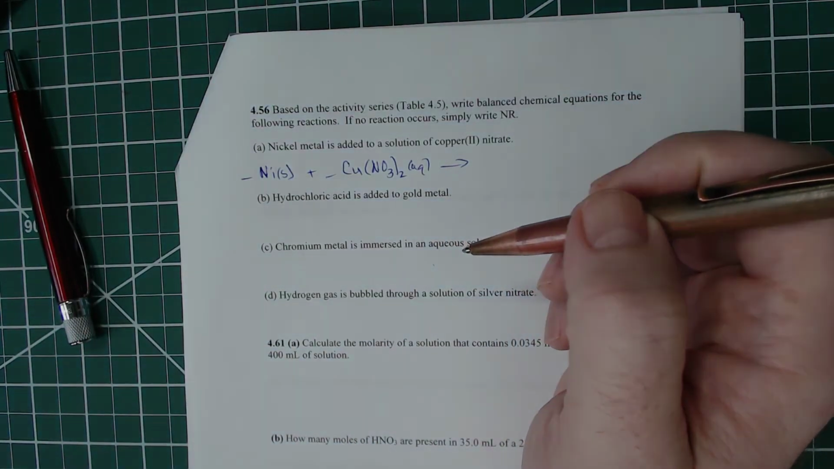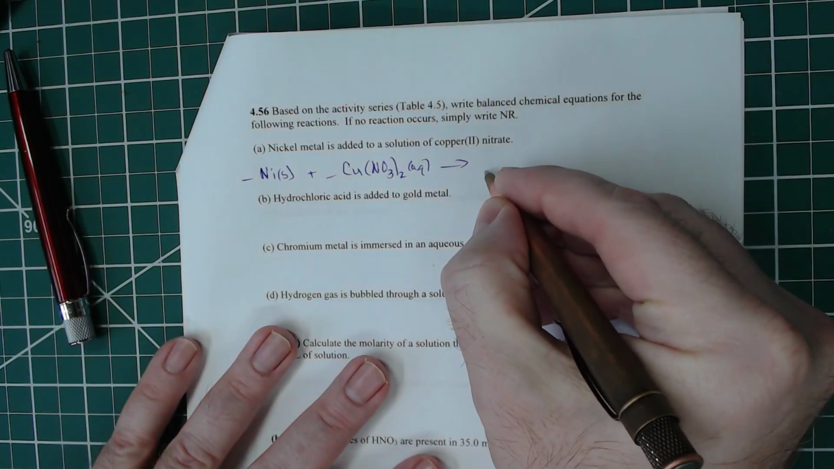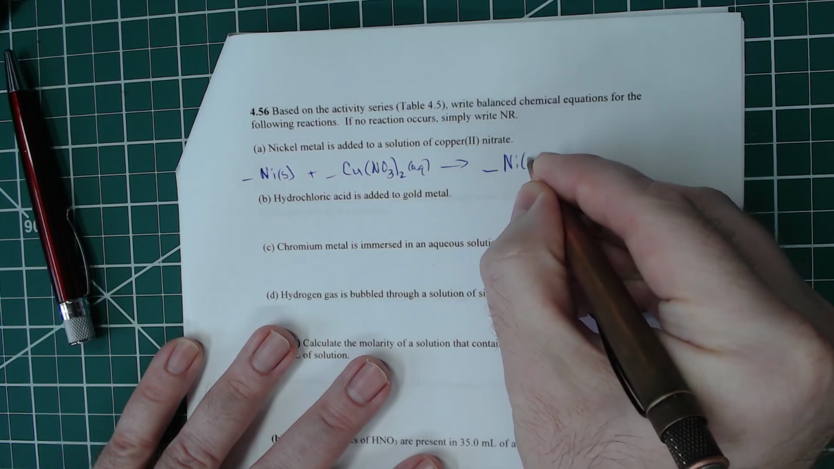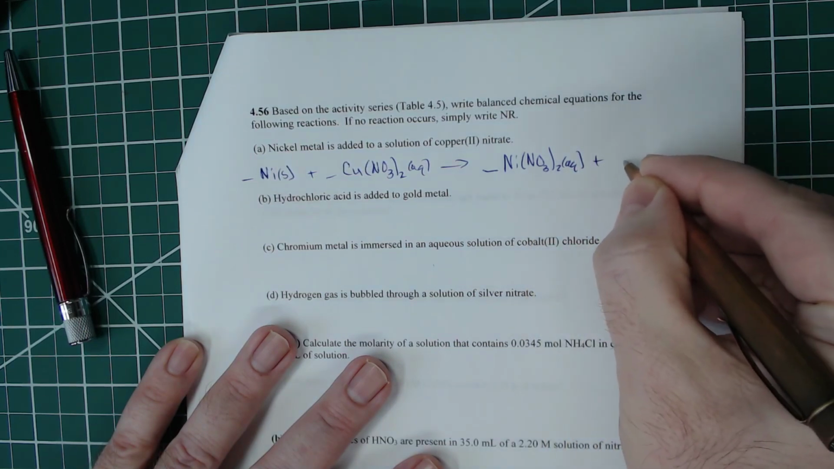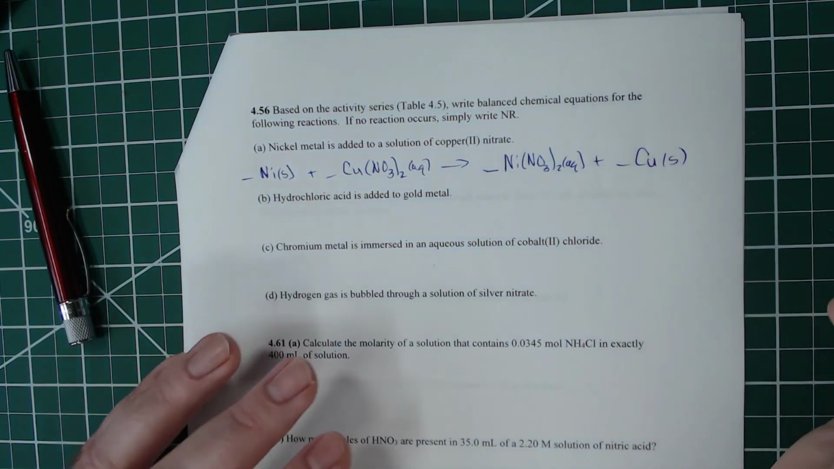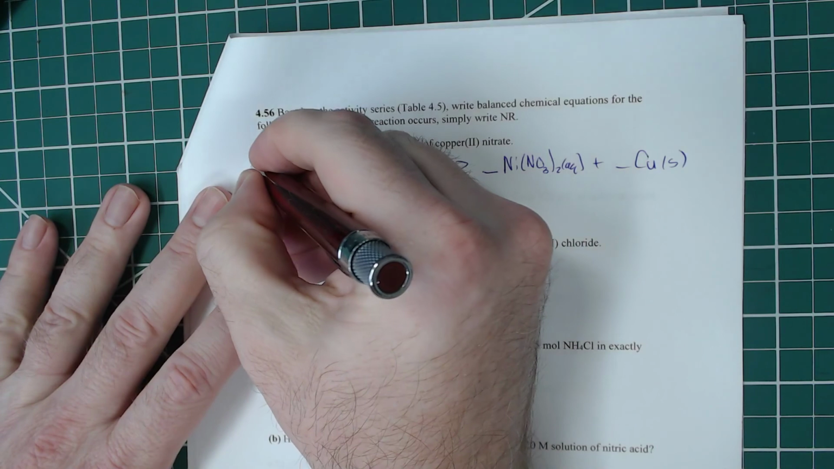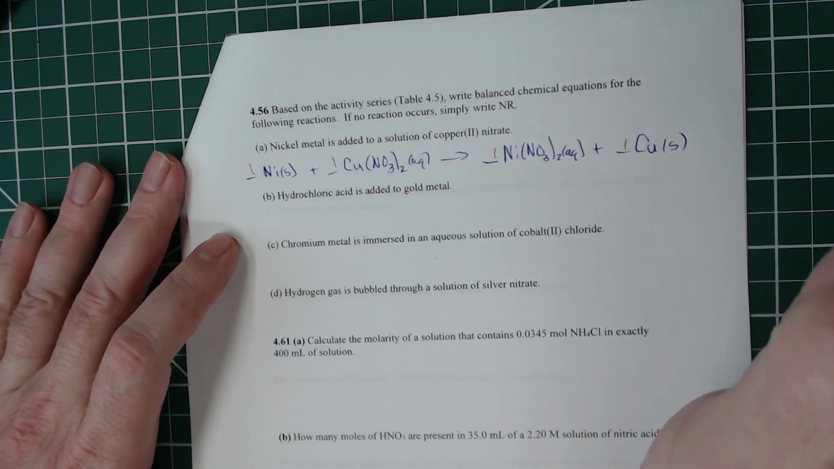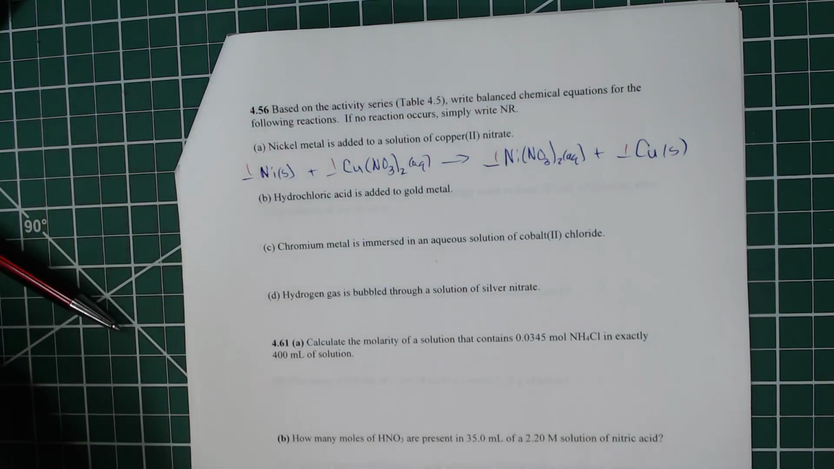Oh, by the way, let's go back and look. Nickel, when it gets oxidized, will form nickel 2. That'll make the stoichiometry really easy here. So we'll end up with nickel nitrate, Ni(NO3)2 aq, plus copper solid. It turns out on this one it'll already be balanced. So these will all be 1. So that one's already balanced. So the activity series says yes, a reaction will occur. And if no reaction occurs, then we'll just put NR.